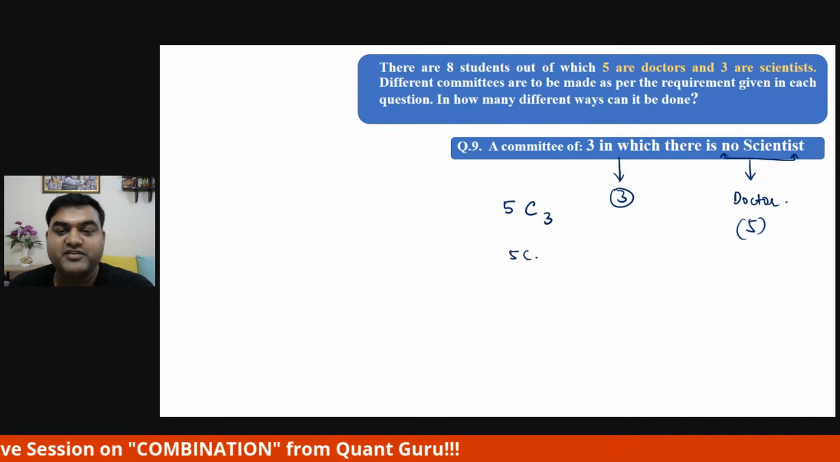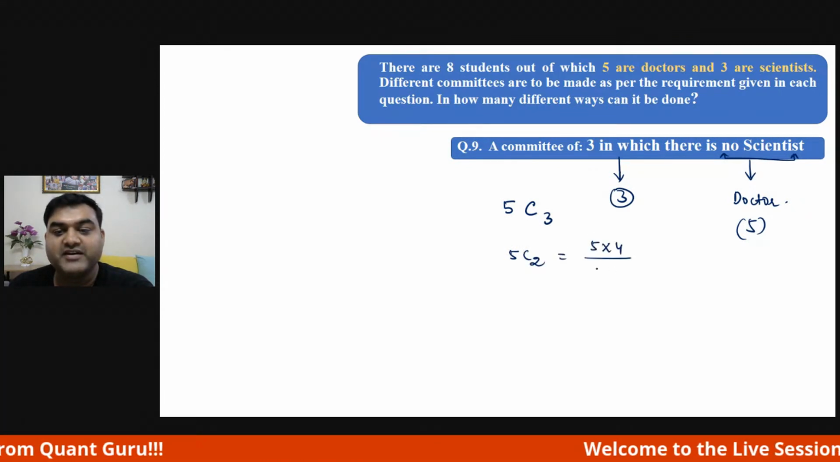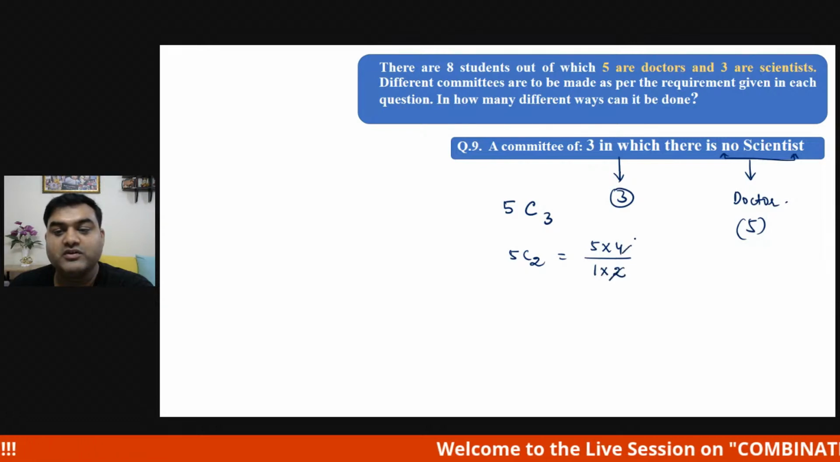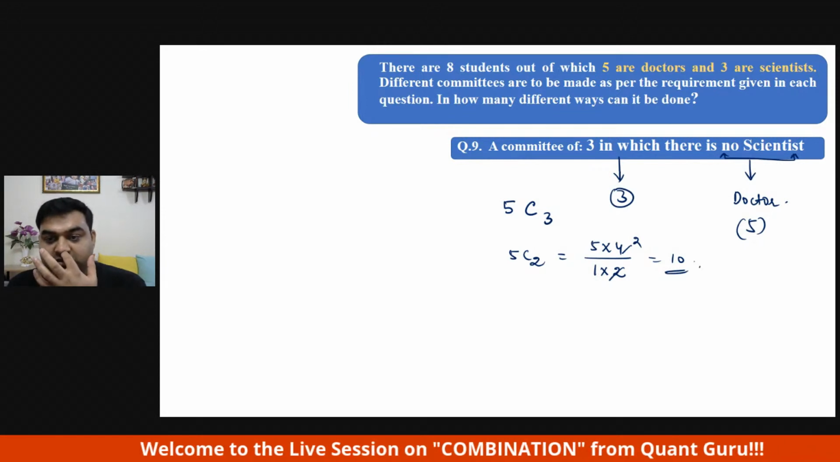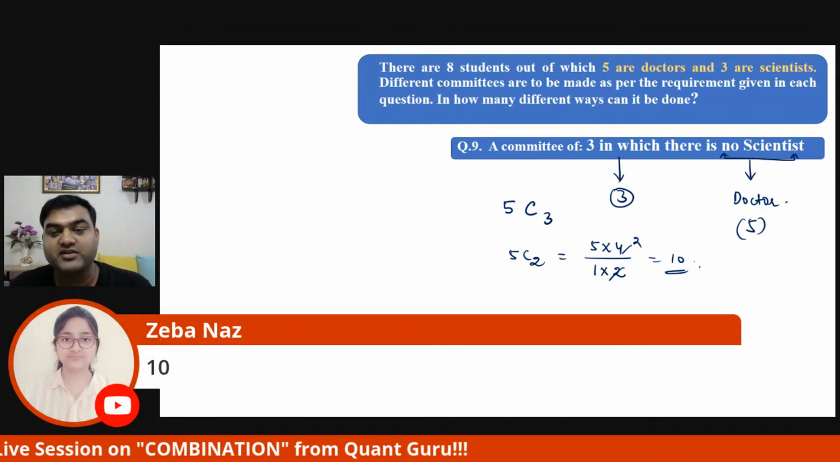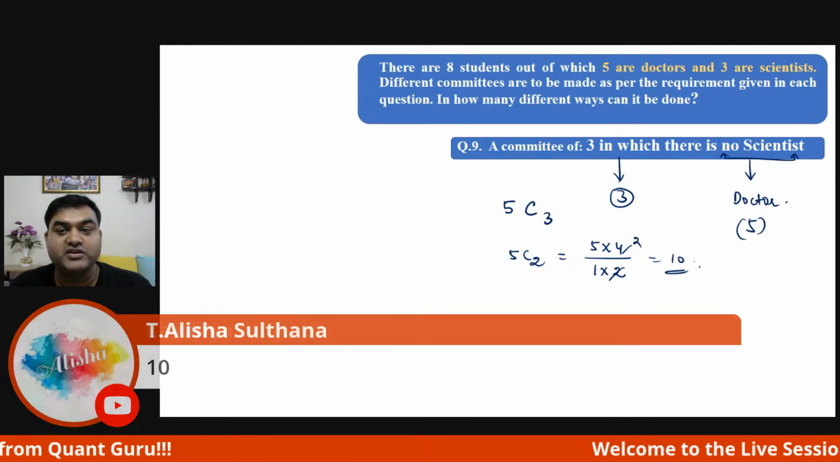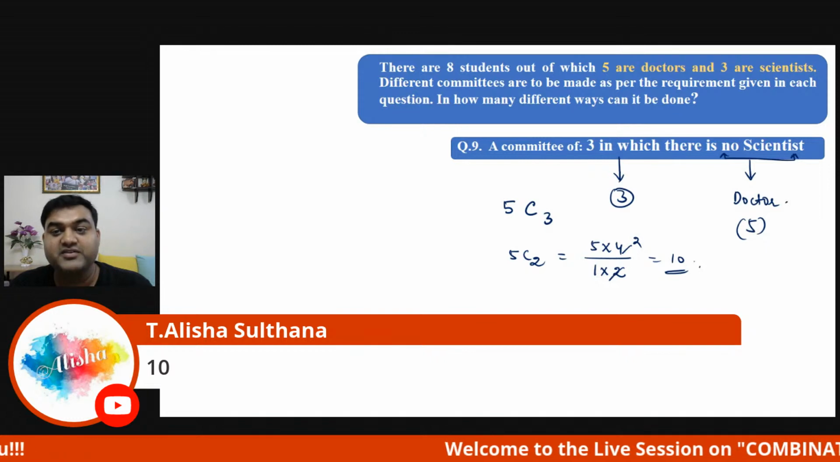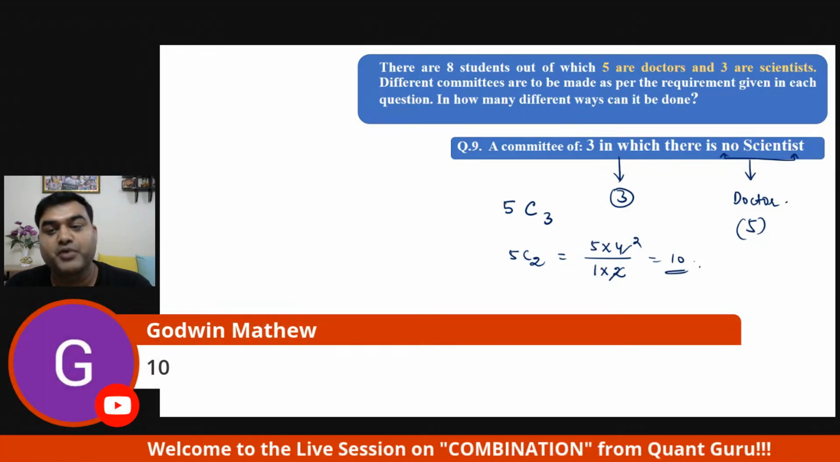5C3 is 5C2 also, which is equal to 5 into 4 divided by 1 into 2. So 10 should be the answer, not 1. Pawan, have you missed writing 10? Yes, the remaining everybody has got the answer as 10. So see how easily we are able to do. We are not using any formula, but we are giving the answer in one-liners, only having understood the questions properly.